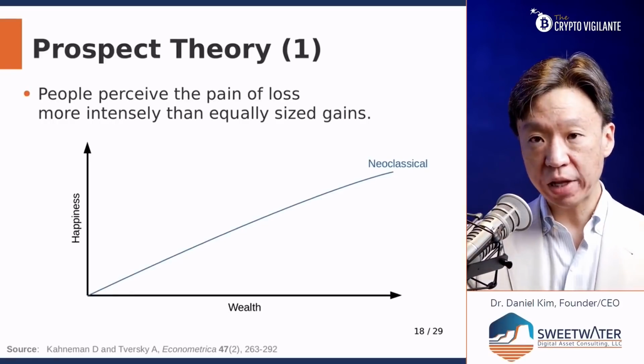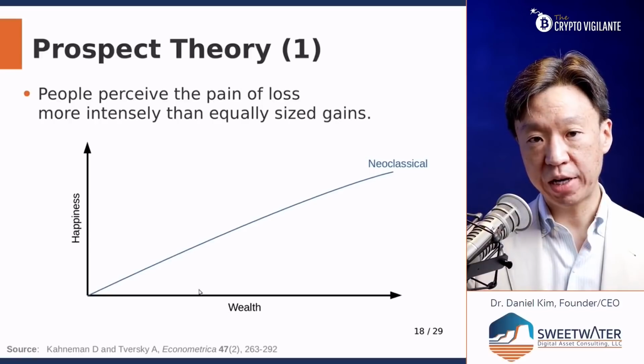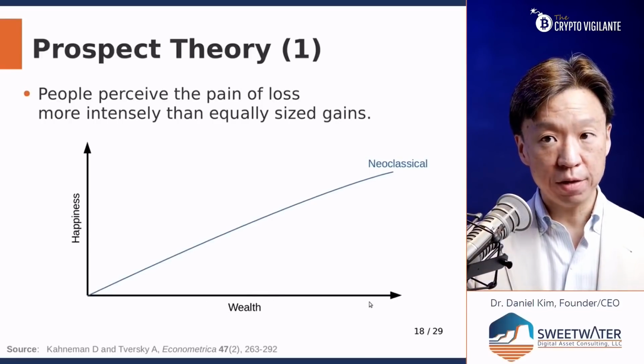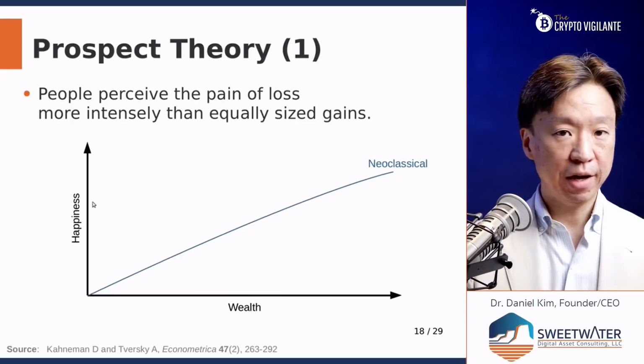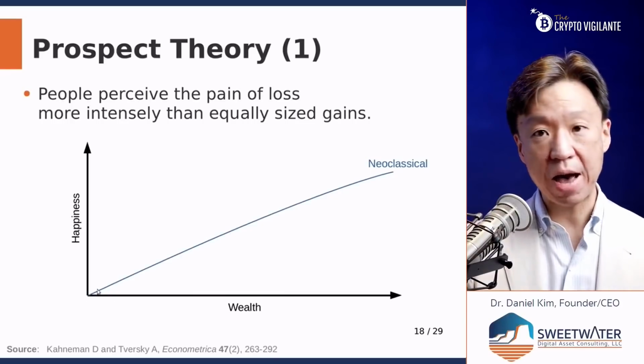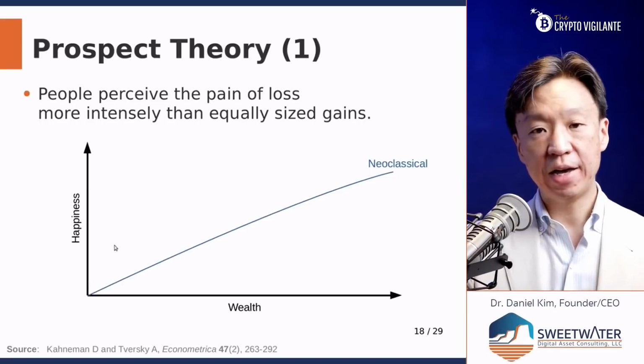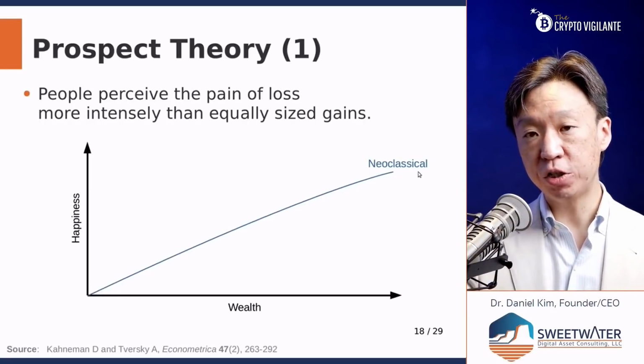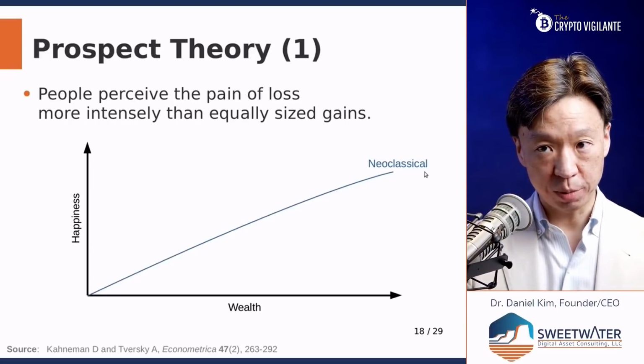So neoclassical person, here I'm showing a utility curve. On the horizontal axis, we're looking at something like wealth. So this is how much wealth you have. And on the vertical axis, we're talking about how happy you are with your wealth. And what you see for neoclassical person is the law of diminishing returns, which you might be familiar with from economics.